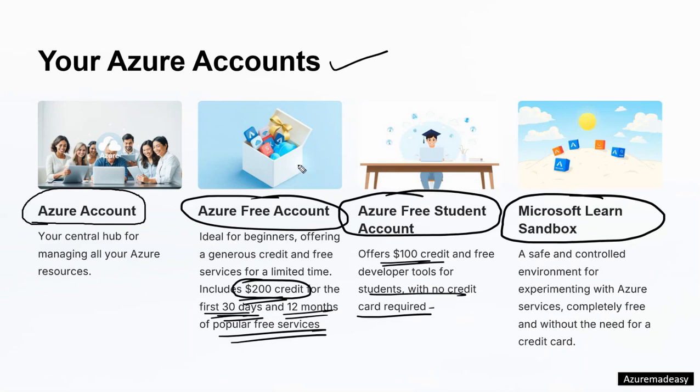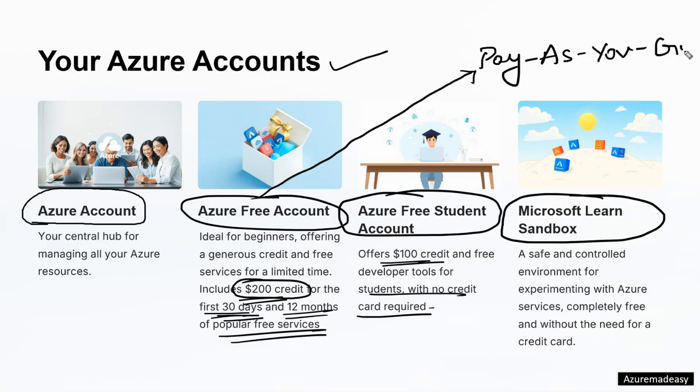Now, one more thing, please pay your attention. If your free trial account has expired after 30 days, what will you do? Let's suppose for the first 30 days you have a credit. You are enjoying and using it for 30 days. After that, your subscription will be converted into pay as you go. Are you getting my point? Whatever you are using will be charged on a monthly bill on your credit card.